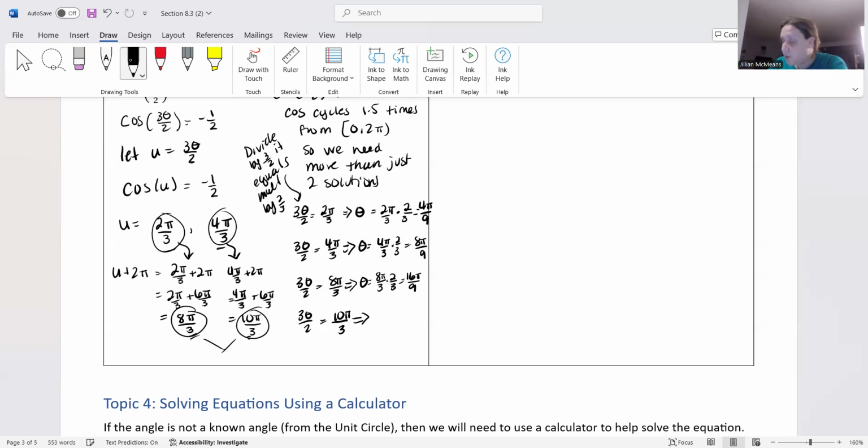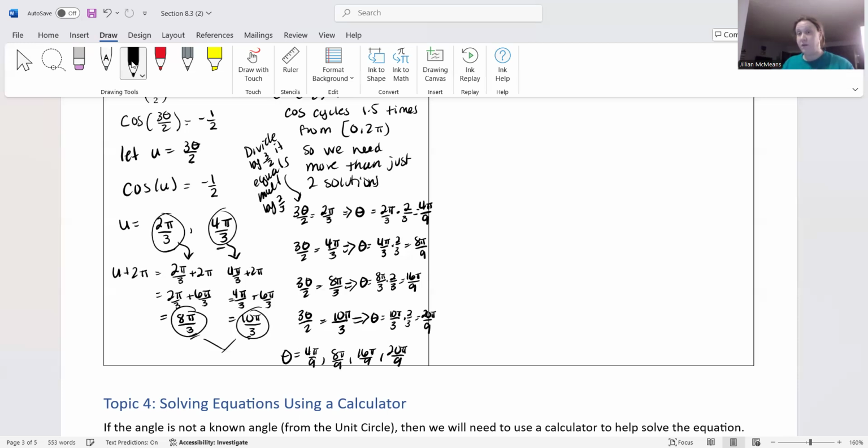And then we want to do this one more time. So I divide both sides by 3 over 2. So I get my theta alone. But then I need to divide 10 pi over 3 by 3 over 2, which means I multiply it by 2 over 3. So I get 20 pi over 9. Now, we have 4 values for theta. So we can say, okay, theta is now 4 pi over 9, 8 pi over 9, 16 pi over 9, and 20 pi over 9.